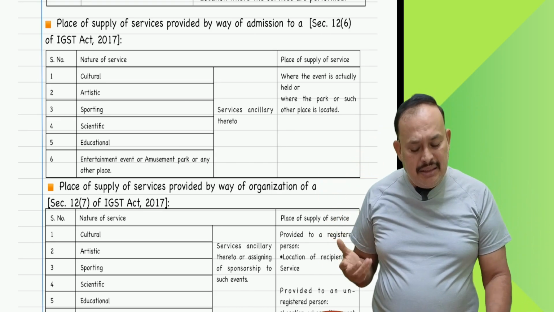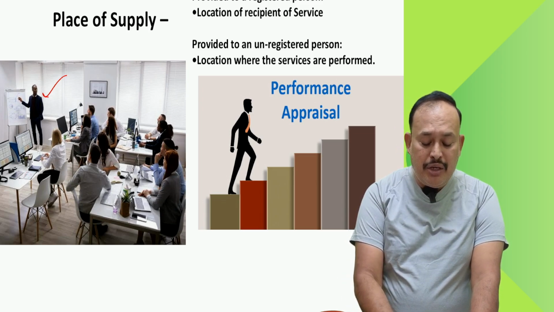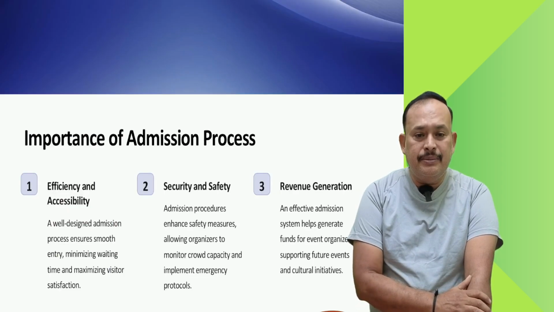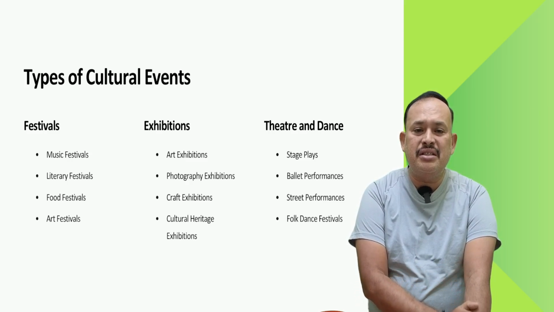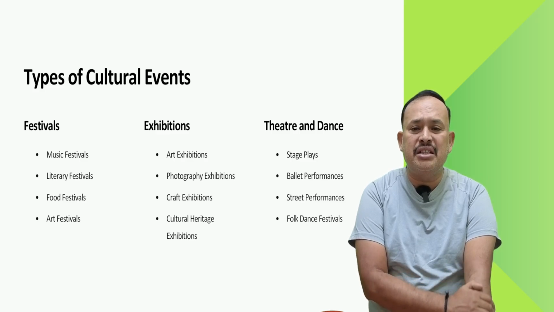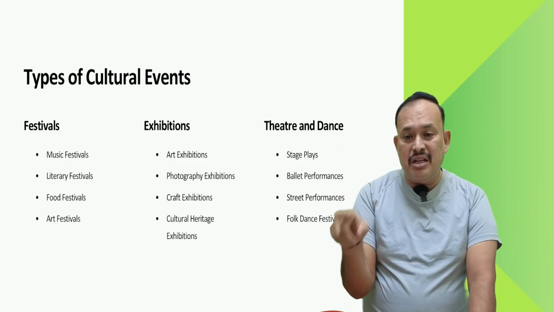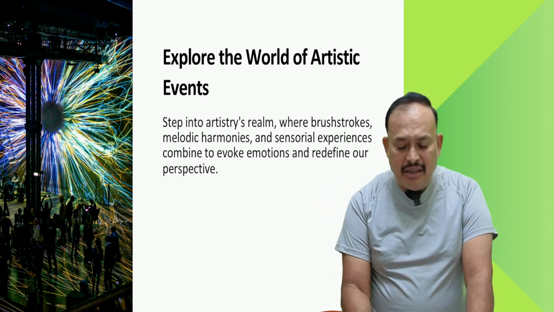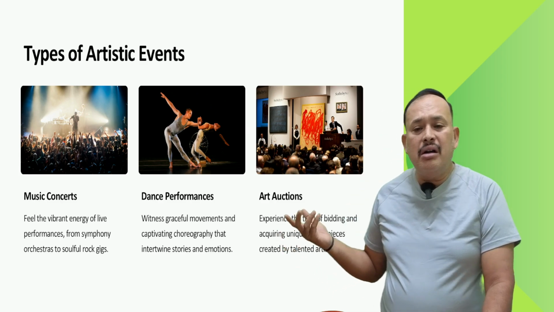How to understand this in a simplified manner, I am presenting here for your kind consideration as follows. When we talk about admission to cultural events, the types of cultural event are festivals, music festivals, library festivals, food festivals, art festivals, exhibitions, theatre, dance, drama, ballet. These are all cultural events. Admission to cultural events or admission to an artistic event. Artistic events are like music concerts, dance performances, art auctions.